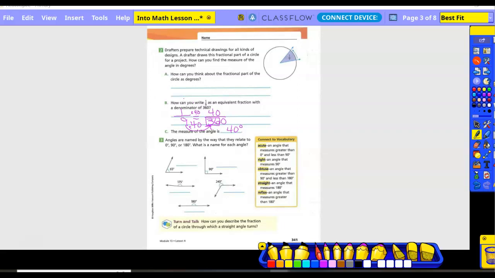So 65 degrees would be what? Is 65 more or less than 90? Less. So it's what type of angle? Acute. The next one is exactly 90 degrees. So what is that? Right? Oh, let's put angle. What is 175? Is that more or less than 90? It's more, so it would be what? Obtuse angle.